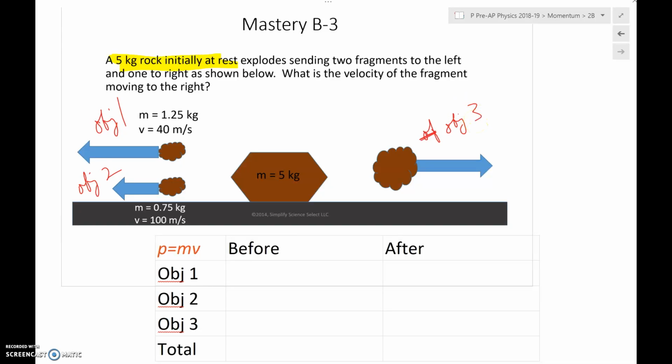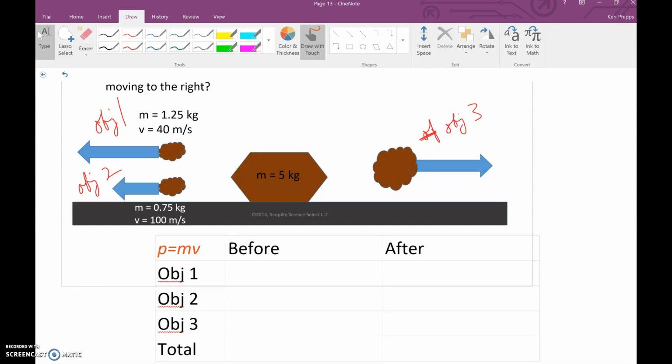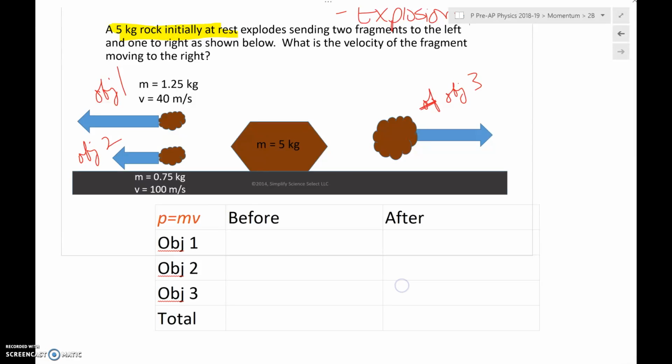Now, this scenario, where you start with one object that's generally not moving, and you end up with more than one, has a special name, and that name is an explosion. Basically, this is like a reversed version of a perfectly inelastic collision. It's kind of a special case of it. So note that for every other object that you've got, you need to add another line on your table.